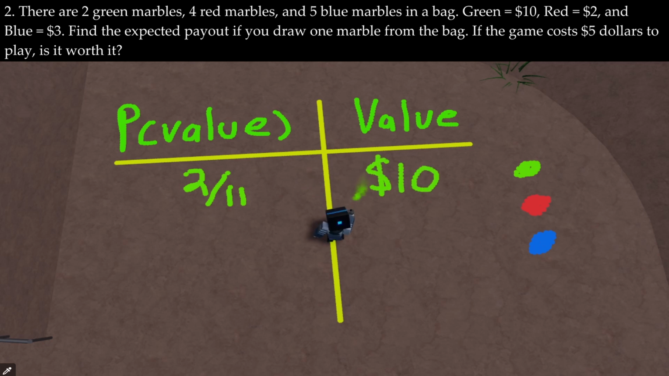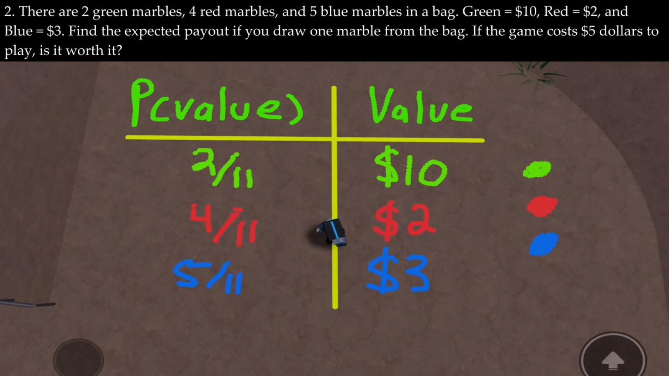Now let's go to the red marble next. It says that a red marble will give you $2. And how many red marbles are there? There's 4 red marbles out of 11 total ones. Therefore, the probability of picking it is 4/11. And finally, we can move on to the blue marbles. It says that a blue marble will give you $3, and there's 5 of these. Therefore, the probability of drawing a blue marble is 5 out of 11.